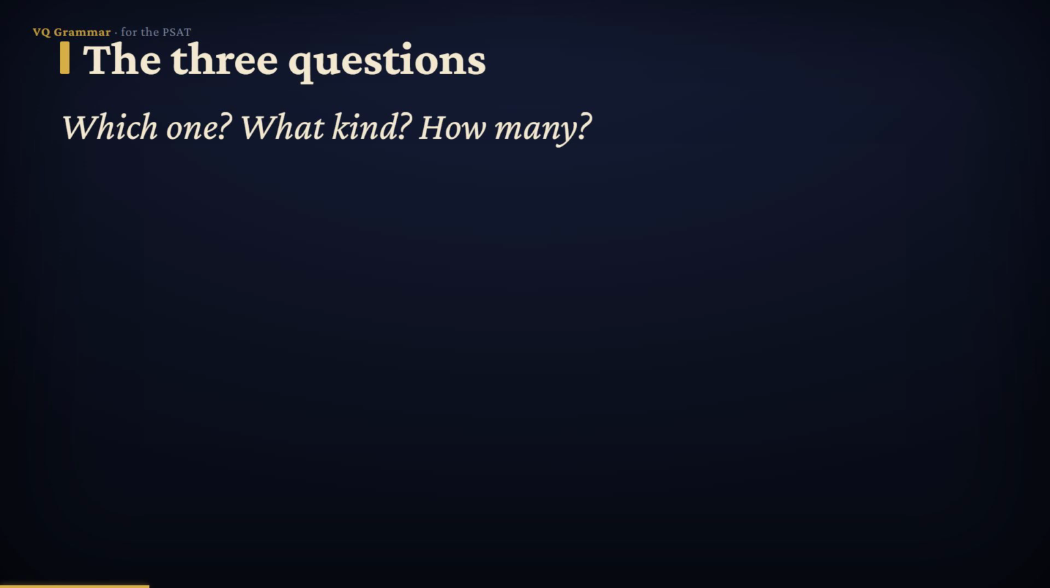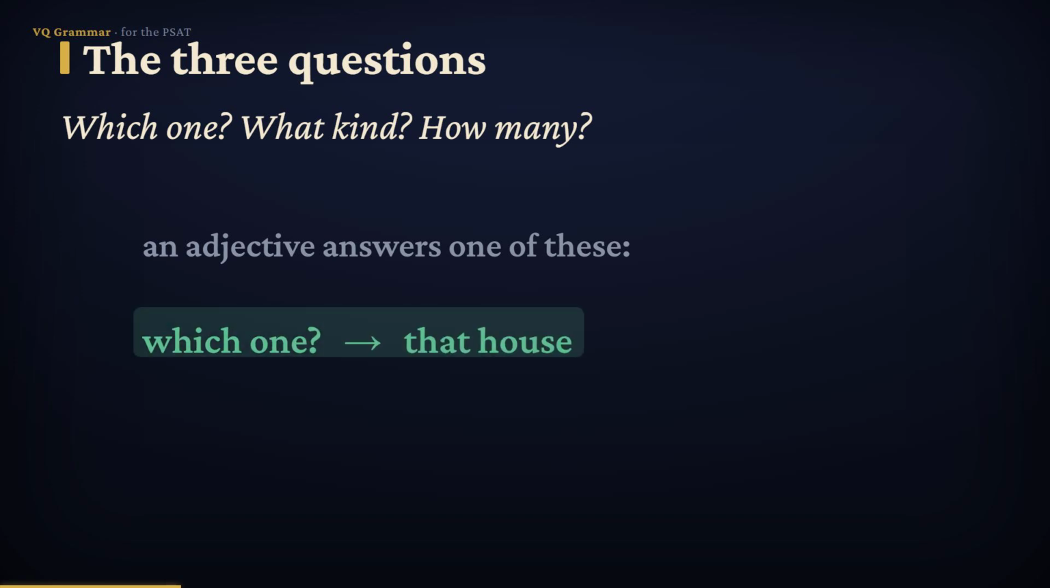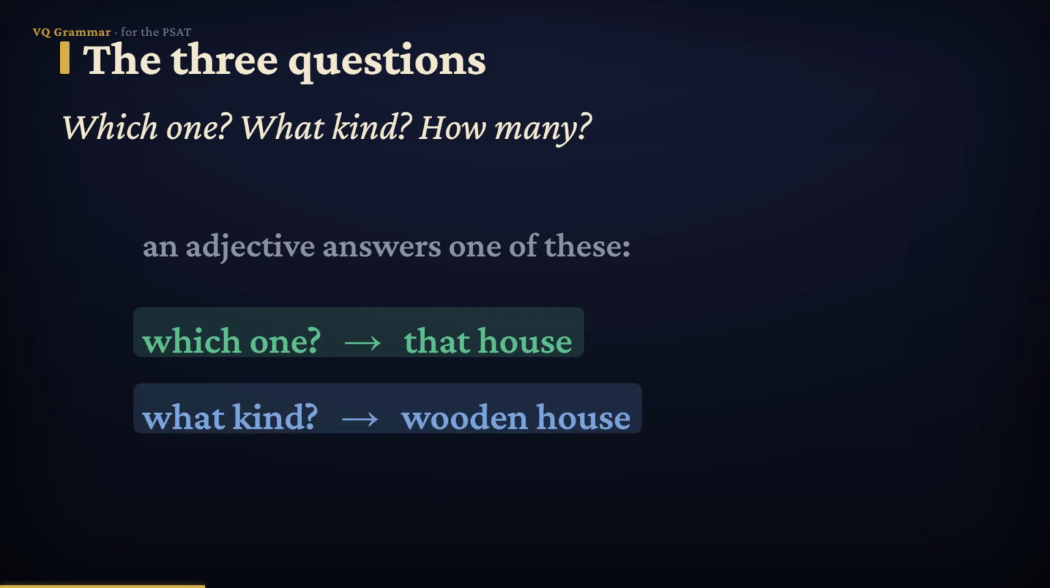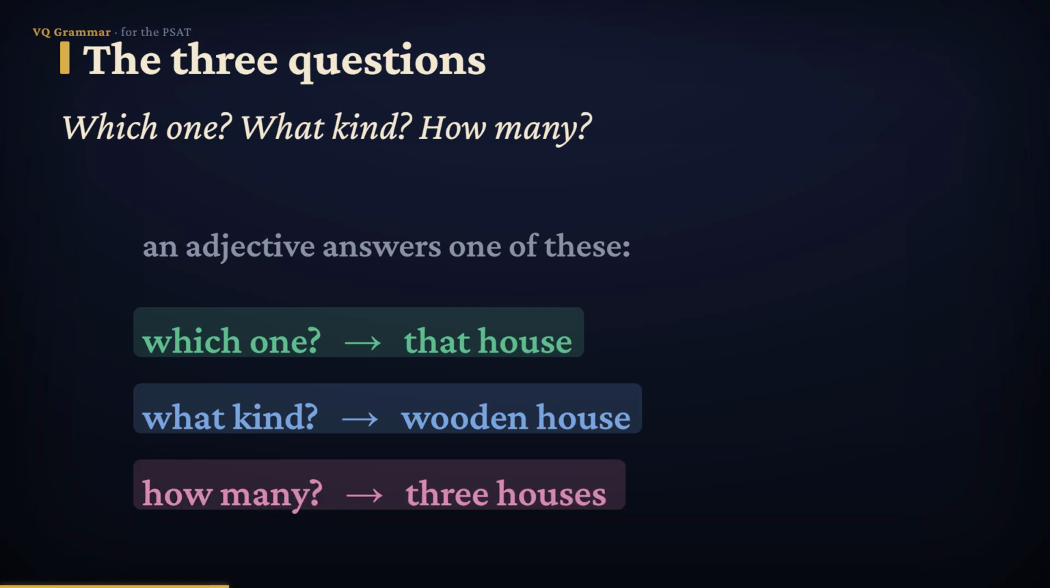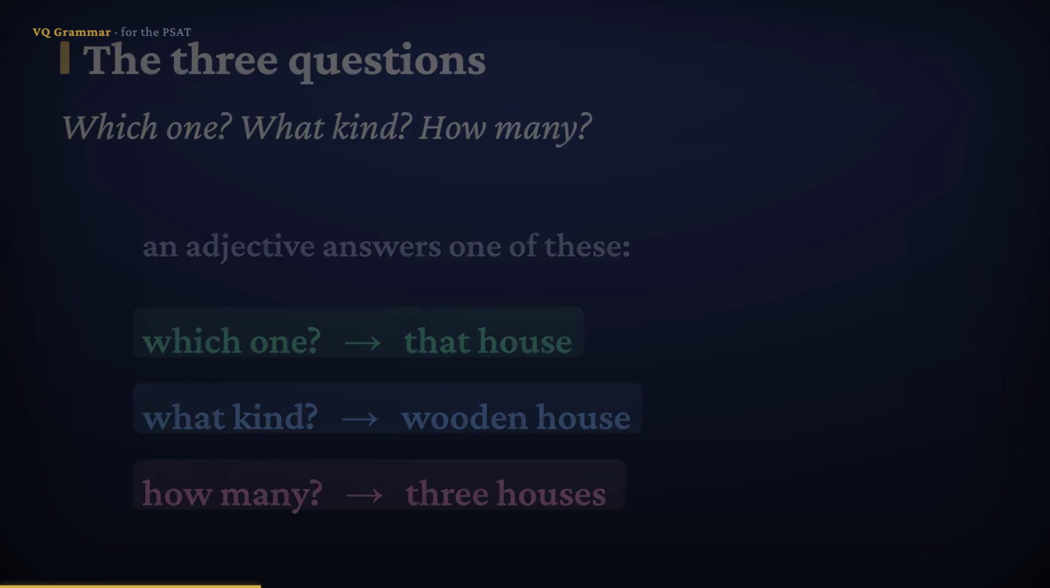Here's the test that makes adjectives easy to spot. A describing word is an adjective if it answers one of three questions about a noun. First, which one? That house. The word that picks out which house. Second, what kind? A wooden house. Wooden tells what kind. And third, how many? 3 houses. 3 tells how many. Which one? What kind? How many? Those 3 questions are your detector.